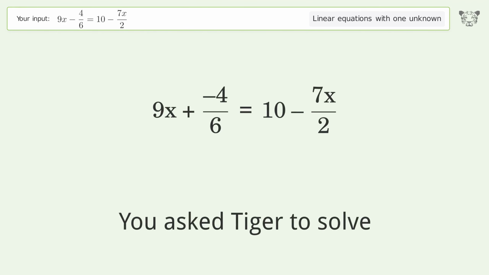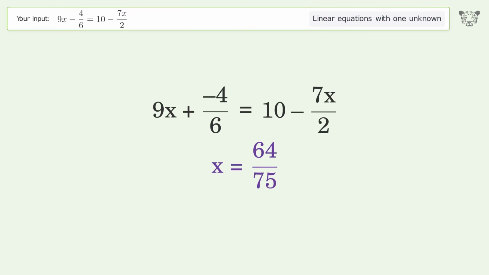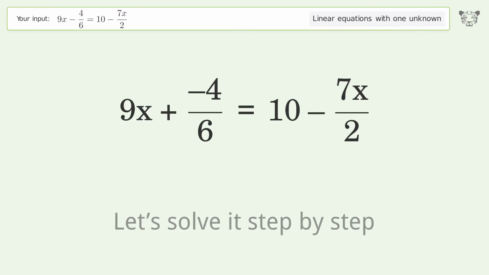You ask Tiger to solve. This deals with linear equations with one unknown. The final result is x equals 64 over 75. Let's solve it step by step.